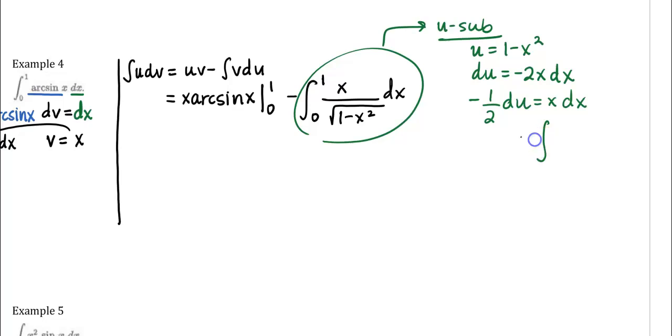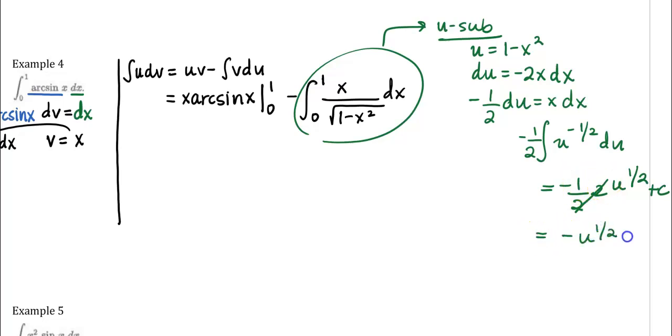My integral would become u in the denominator under the square root. Now we will increase our exponent by 1 and divide by our new exponent. And we are left with a negative u to the 1/2 plus c. In this case, u was 1 minus x squared.